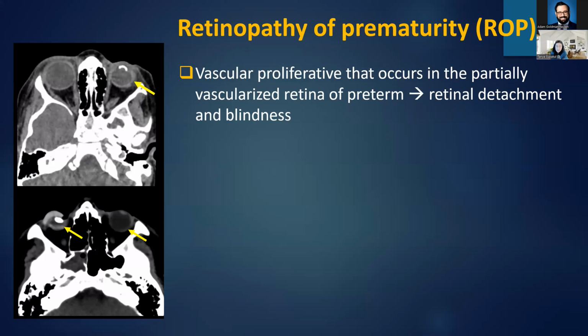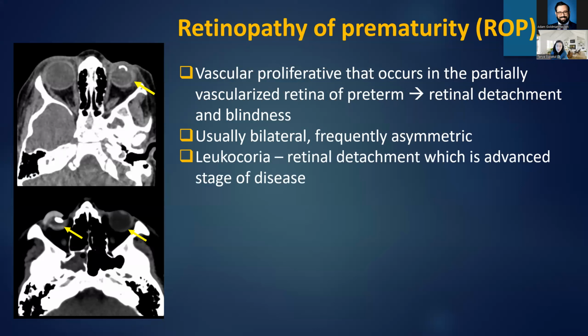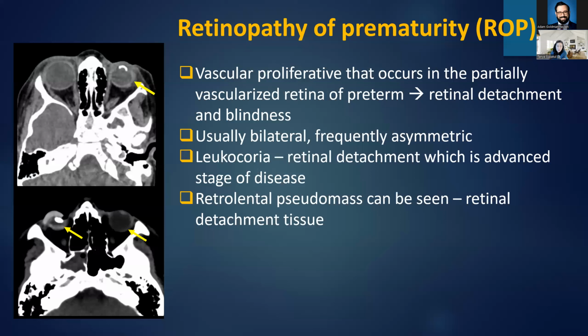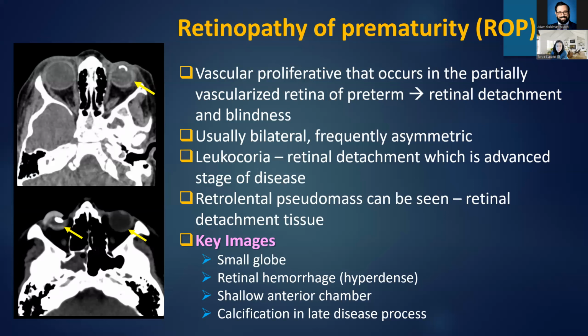Sometimes on CT you can see some dystrophic calcifications. Since this is more of a systemic condition, it is usually bilateral and the patient is usually symptomatic. So leukocoria, retinal detachment, which is a more advanced or late stage of the disease. And sometimes you can see the retrolental pseudomass or retinal detachment tissue. So the key is the history of prematurity. You can see the small globe, retinal detachment, and some deformity of the globes, shallow anterior chamber, and calcification in the late disease process.